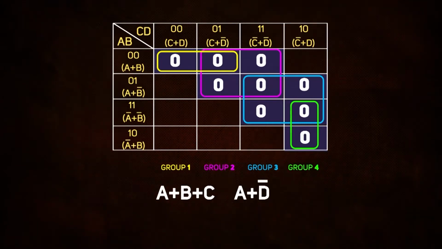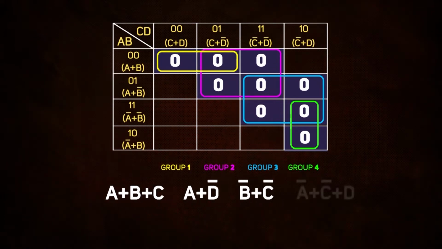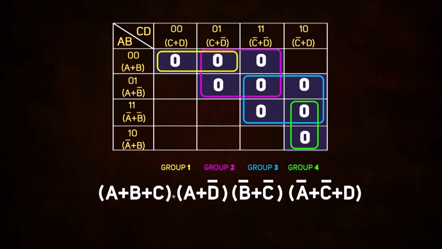In the same way, from group 3 we get B complement plus C complement, and from group 4, which is a pair, we get A complement plus C complement plus D. Now, take the product of these terms, that is (A plus B plus C) dot (A plus D complement) dot (B complement plus C complement) dot (A complement plus C complement plus D). This is the final minimized POS expression.